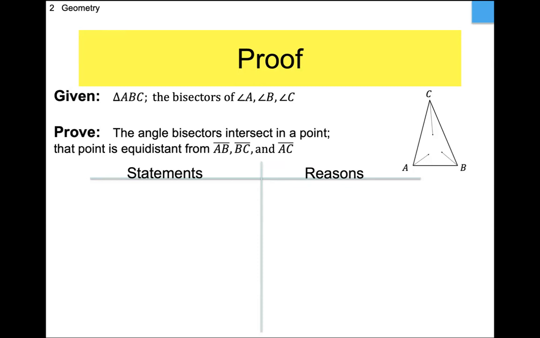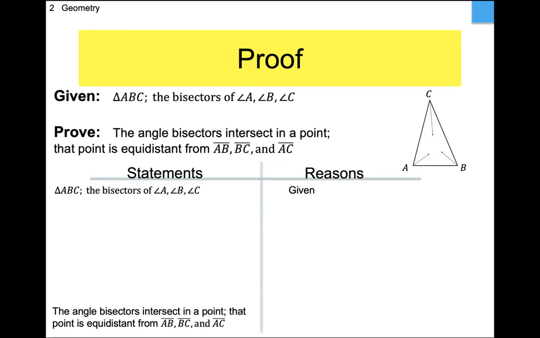And I'm trying to prove that the angle bisectors intersect at a point, and I'm going to get a "so what" from this. It turns out that that point of concurrency where these three angle bisectors meet is equidistant to the three sides of the triangle. All right, pretty bold claims. Let's see if I can prove that.